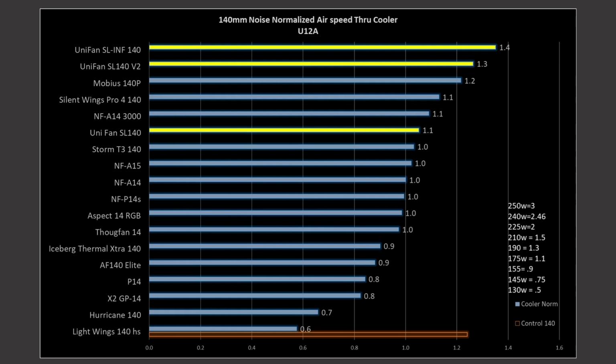So again, my cooler was the Noctua U12A. My CPU is the i7-11700K. So if you don't have those two things, how can you use this data? Well, it's really simple. You can use it as a comparison standpoint. So let's say you have the Lightwings 140HS. It's moving in my cooler 0.6 meters per second of air. Well, upgrading to the Infinity allows it to push substantially more air. On my cooler, it's 1.4 meters per second of air.